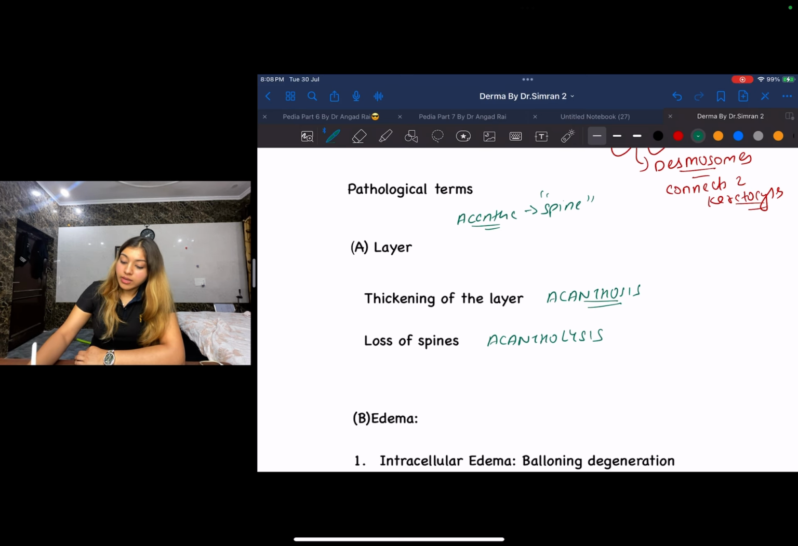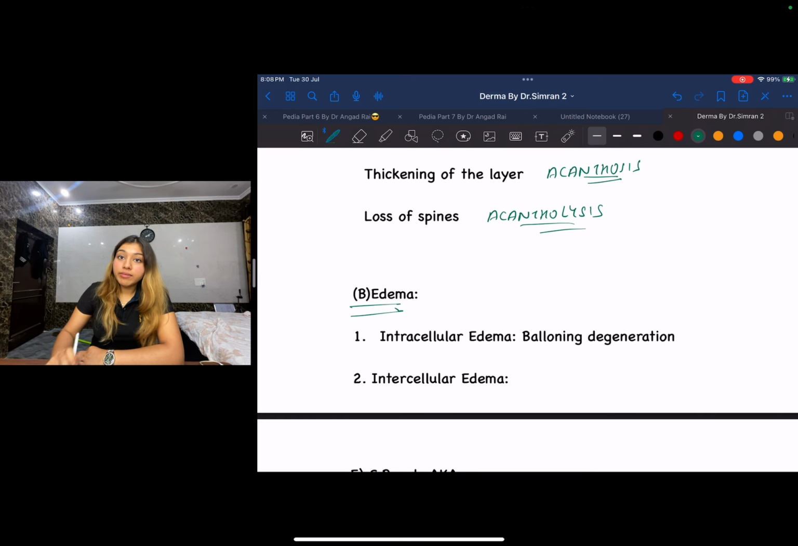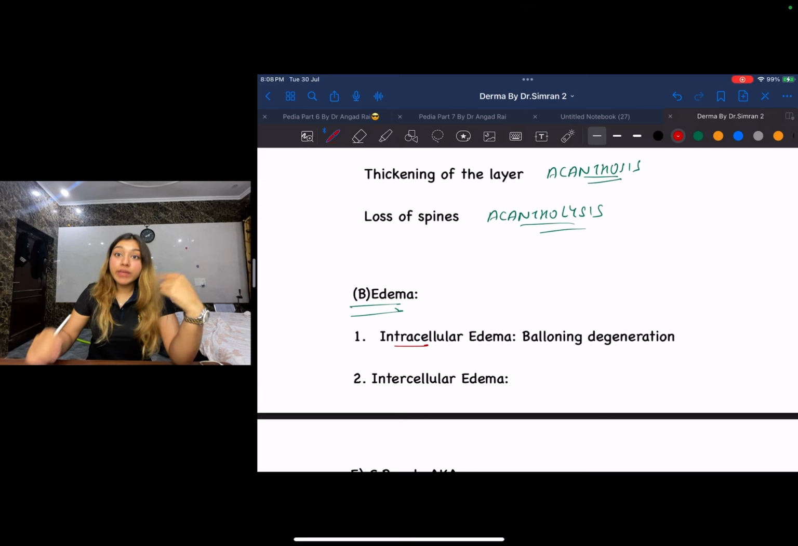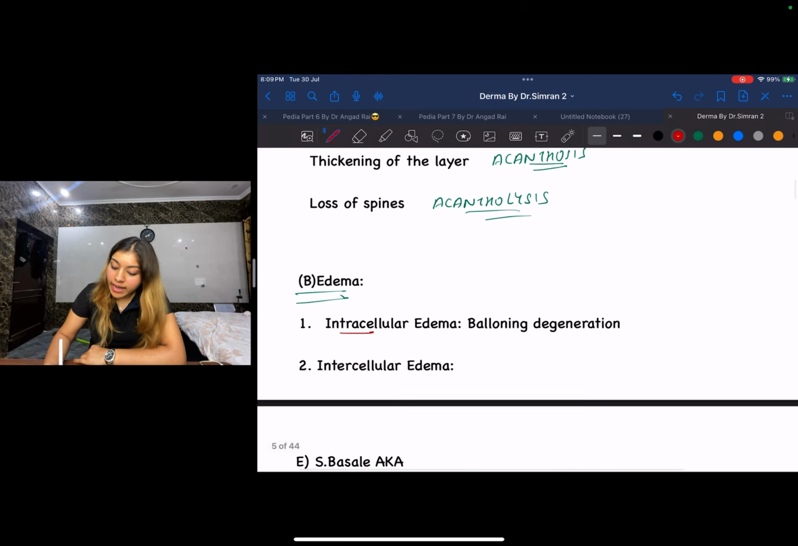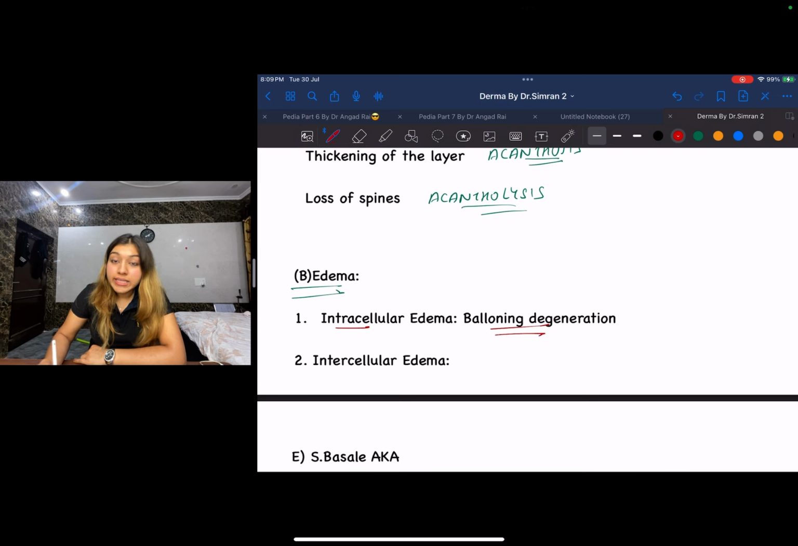Very good. Now let us move to edema. If there is edema in this layer, in your stratum spinosum, let us understand what is intra and inter. Intra means within, and inter means between. So intracellular edema will have ballooning degeneration. Where is this seen? This is seen in HSV.